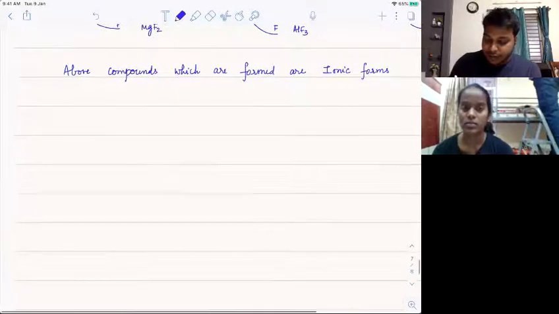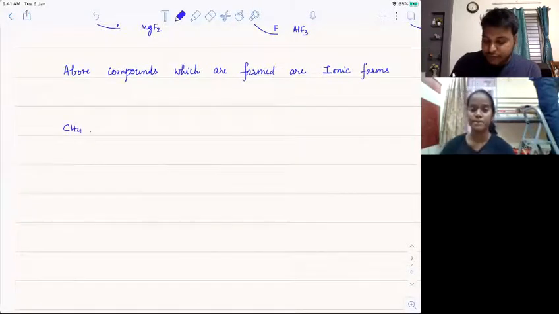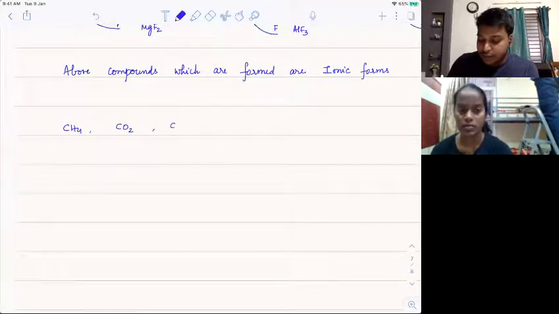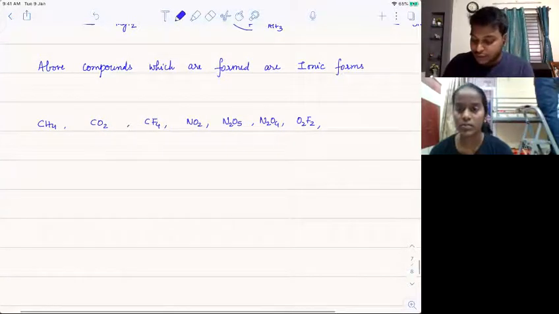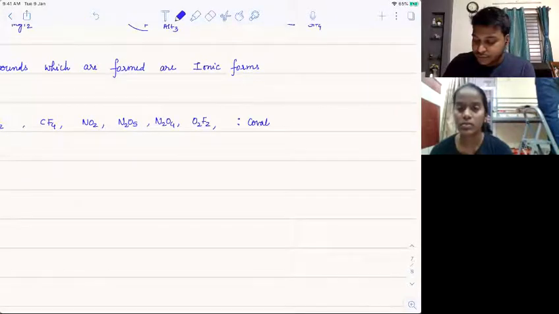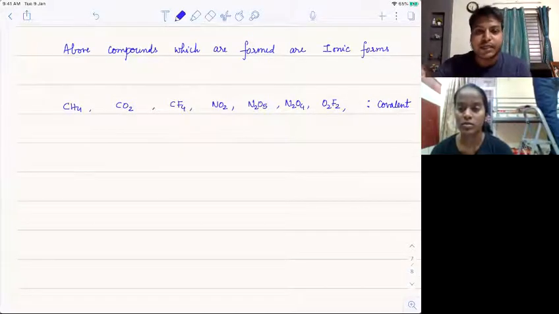Sometimes you have certain molecules like CH4, you have CO2, you will have CF4 also. You will have NO2. You will have N2O5. You will have N2O4. Right? You will have O2F2. Now, all of these compounds are covalent compounds. Here, there is no complete charge forming on them. Instead, they are sharing the electrons.